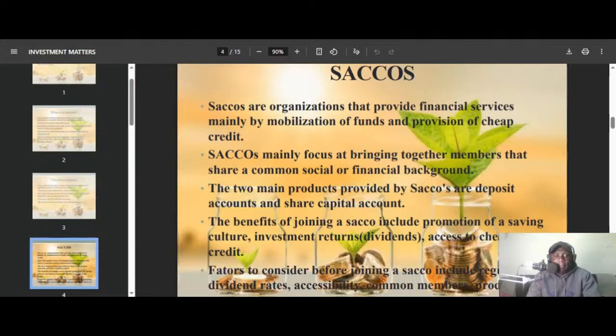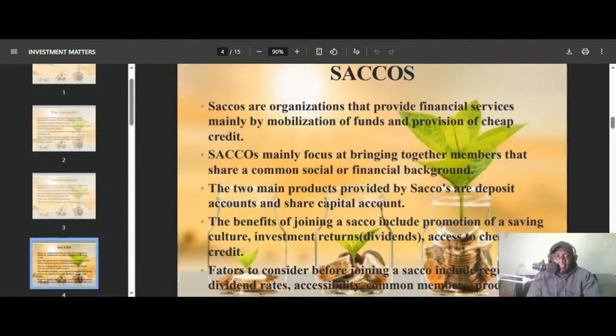Then there are some factors that you need to consider before joining a SACCO. If you are contemplating joining a SACCO, I know we have thousands of SACCOs in this country. So you don't just join a SACCO because it has the name SACCO on it. You don't join a SACCO because they have a building where they have an office. There are some factors that you need to consider.